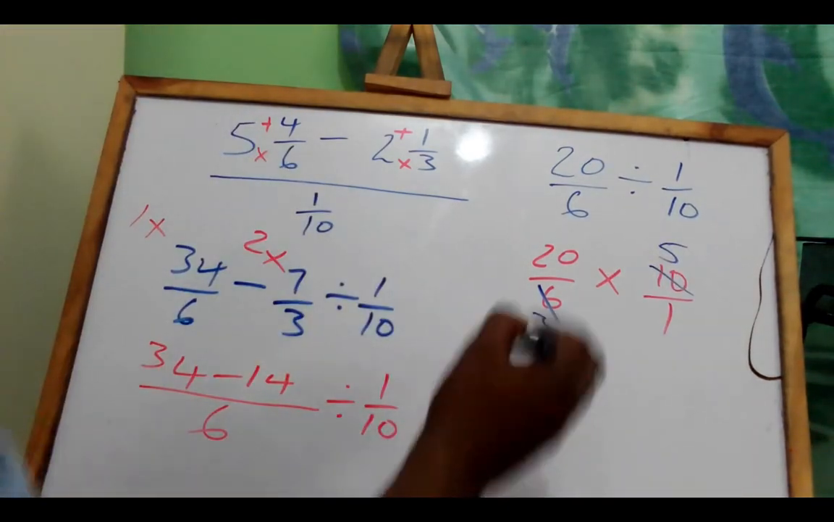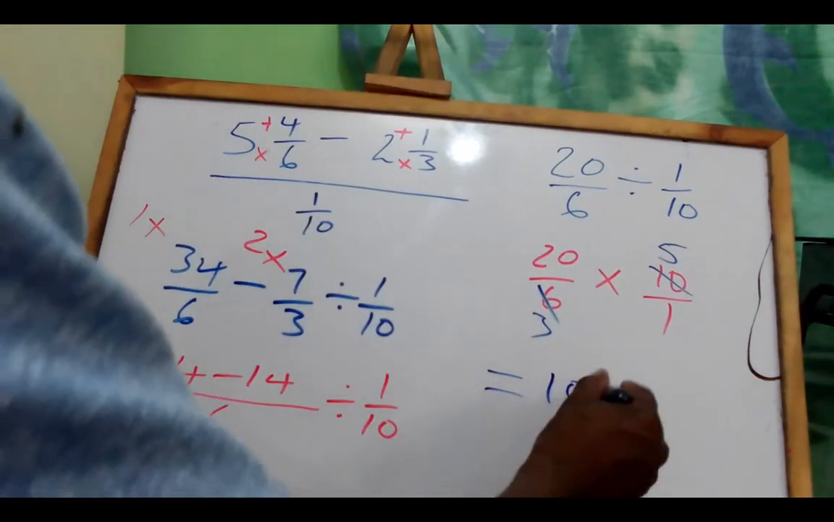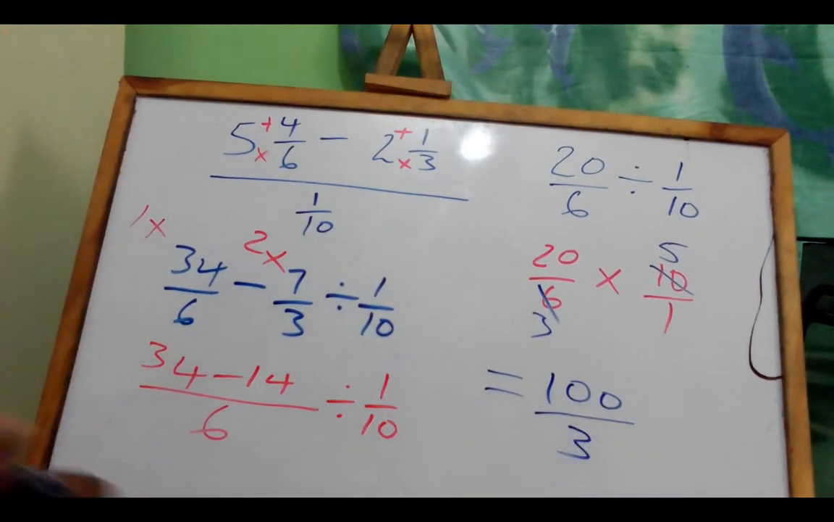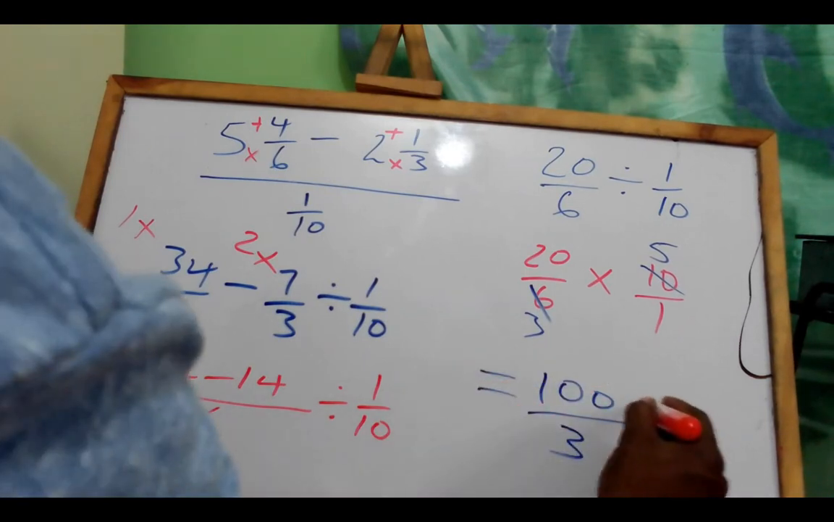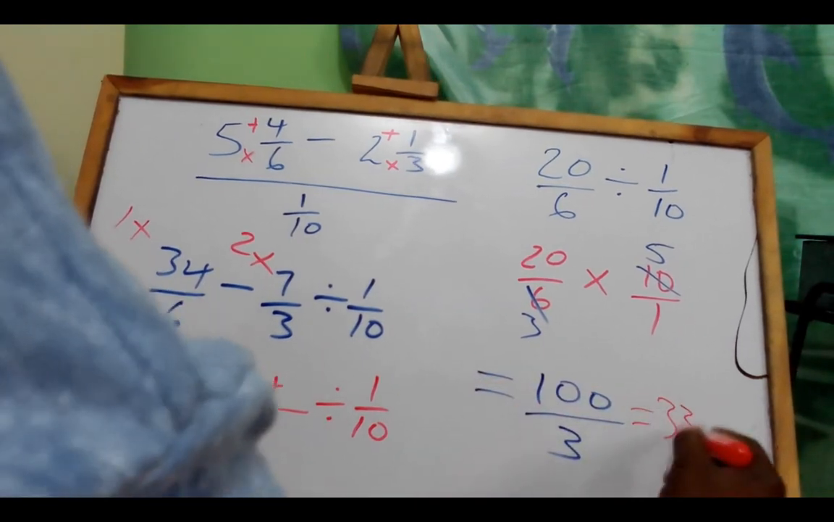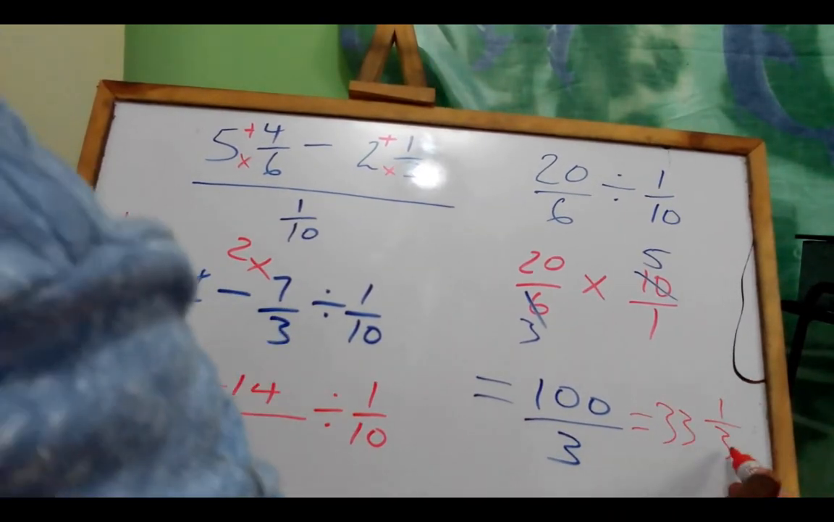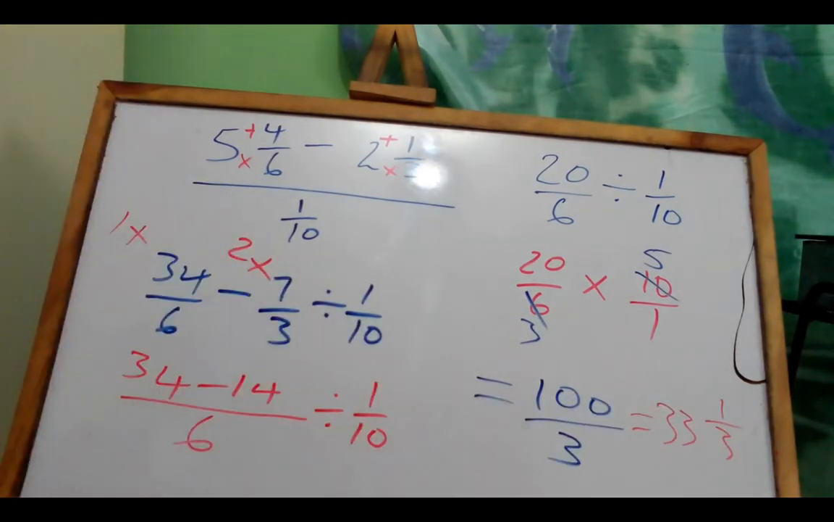Now we are going to multiply across. So 5 times 20 is 100. 3 times 1 is 3. So 3 into 100 goes 33 times, and the remainder is 1. So our final answer would be 33, 1 over 3. It is the same thing as this. So this is how we work out problems like this.